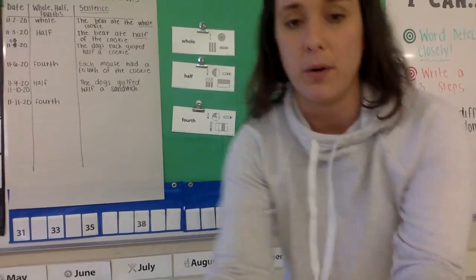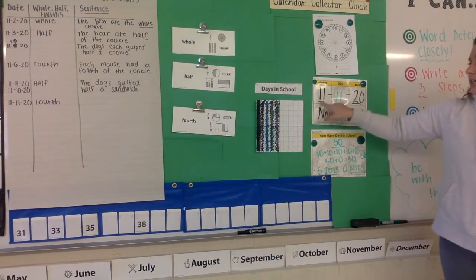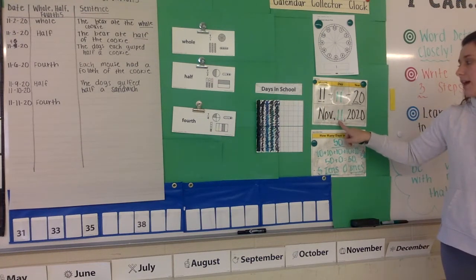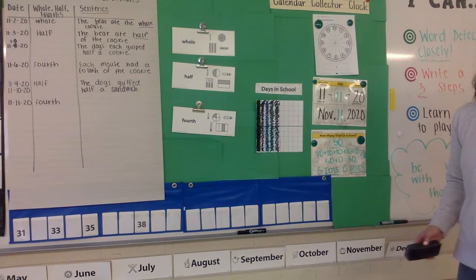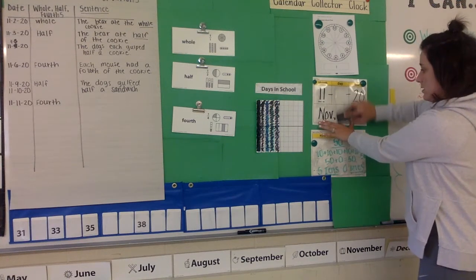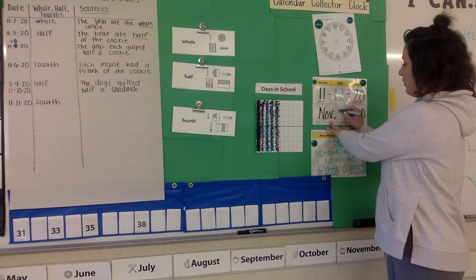So we're going to go over and change our date right away. So think about what number it was. What am I going to change it to? Yesterday was 11-11-20, for November 11th, 2020. What is today? What did we just say? What comes after 11? You're right. It's a 12.